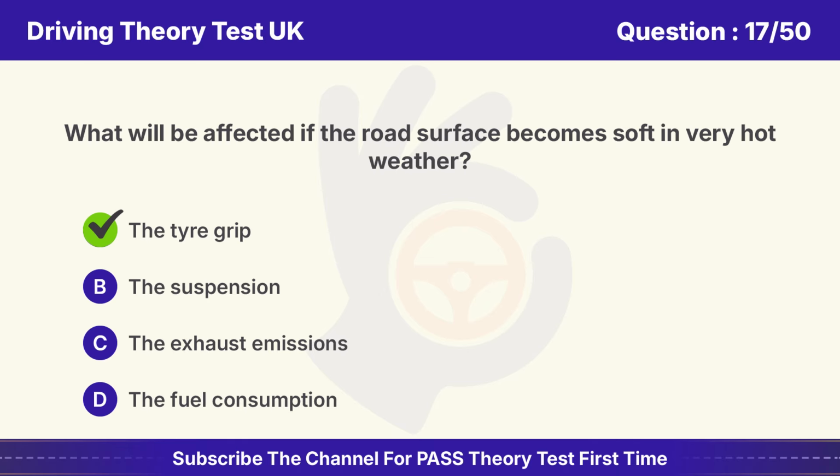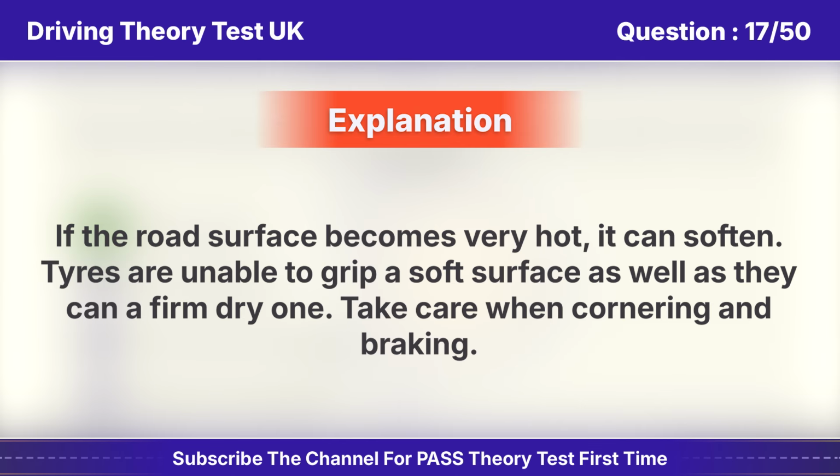Answer is A. The tire grip. If the road surface becomes very hot, it can soften. Tires are unable to grip a soft surface as well as they can a firm dry one. Take care when cornering and braking.